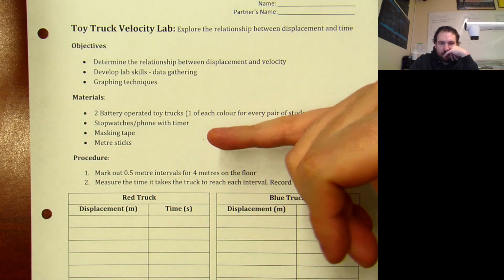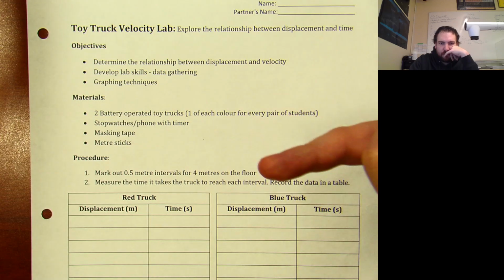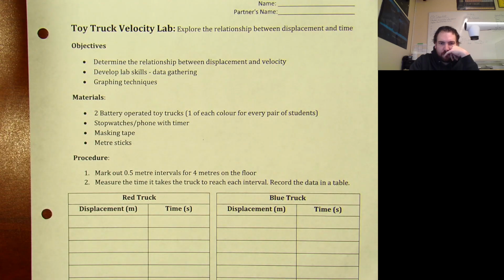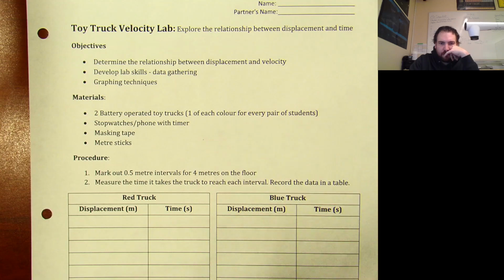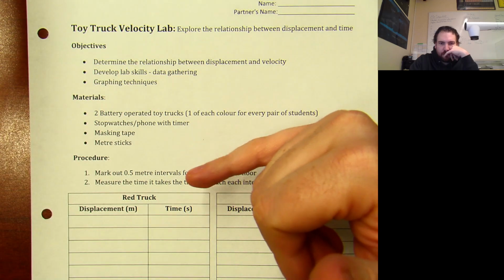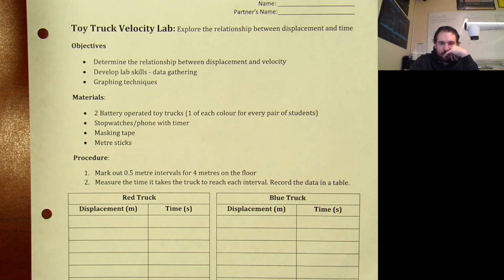So what we're going to do here: you need a stopwatch, which every partnership should have on a smartphone between them. Masking tape, which is underneath. If you look at the back, there's a printer on the desk. The bottom drawer there has, I think, 50 rolls of masking tape. You're going to need 1. And then meter sticks. I've got 7 meter sticks and 2 big rolls of tape here. You can use that. And what you're going to do is mark out 0.5 meter intervals across 4 meters on the floor.